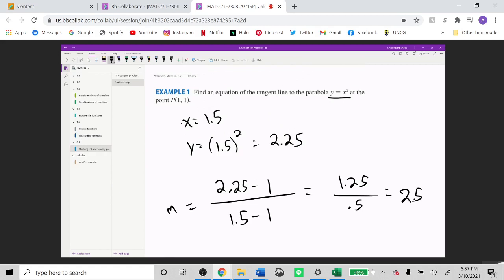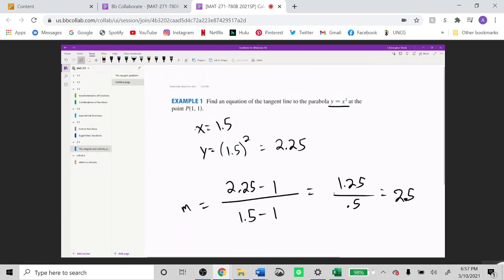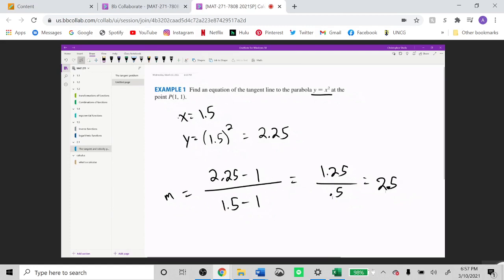Now, this is just an approximation of the slope, right? This isn't actually the slope of the line that is tangent to this parabola. In fact, this is what is called the slope of a secant line. This line intersects the curve twice, right? We have 2 points on this curve.